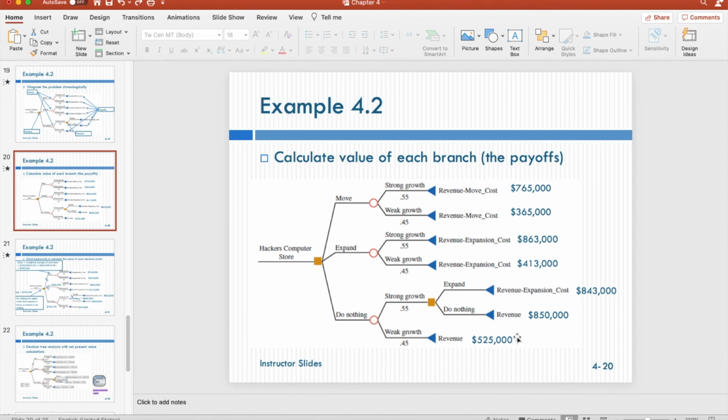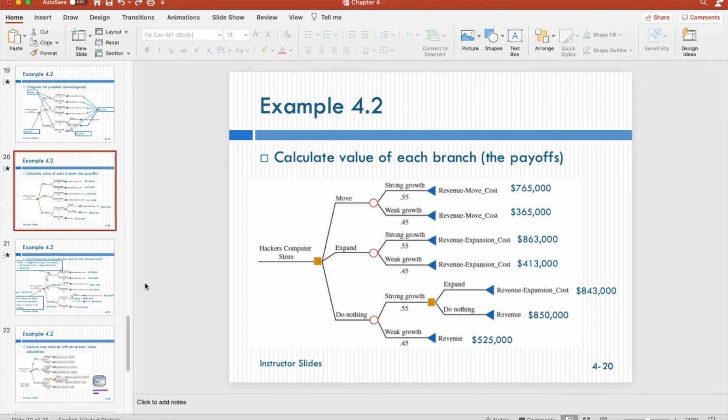It's 525,000. And then how to calculate the expected profit of do nothing? Very simple. For strong growth, your profit will be 850,000, and with weak growth, your profit is 525,000. The expected profit is just 850,000 times 0.55 plus 525,000 times 0.45. Then you get the expected profit of doing nothing. Again, this branch is already ignored because this amount is lower than this amount. That's the reasoning. Don't forget about this.